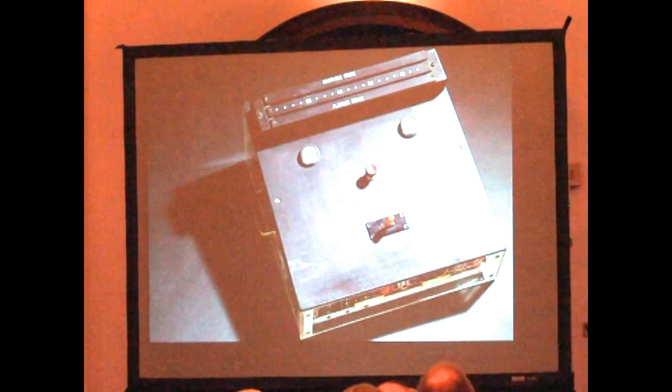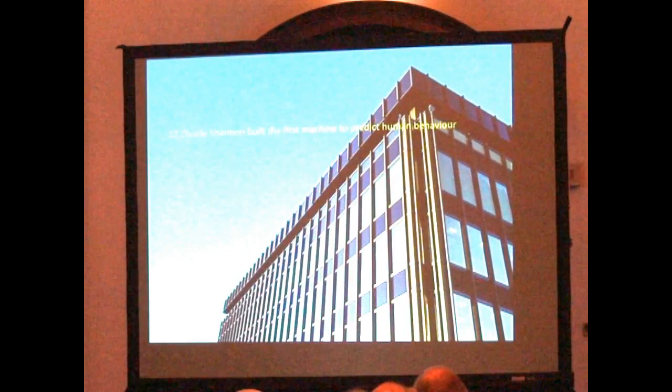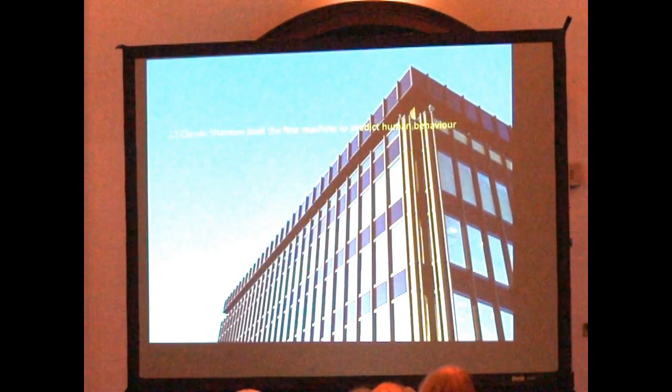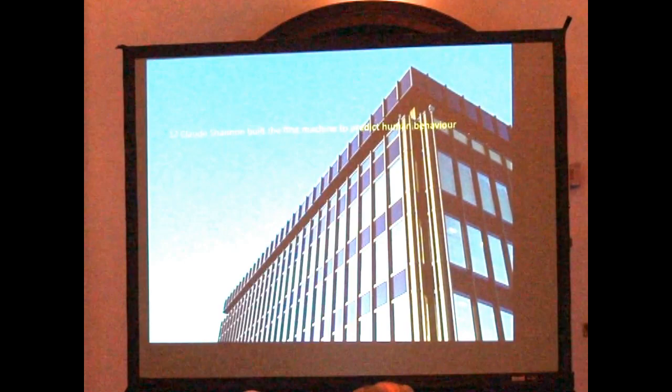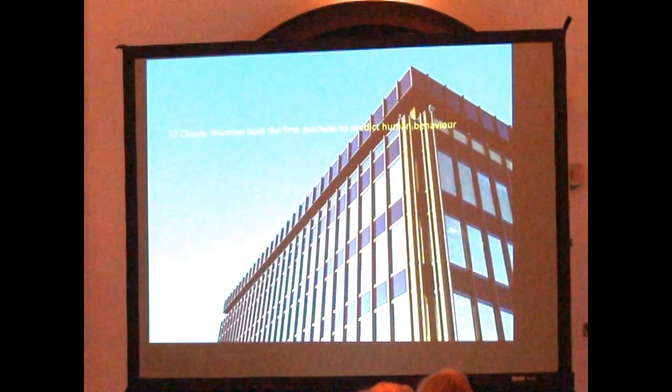I would put it in this way. Claude Shannon built the first machine to predict human behavior. This is rather interesting because this is exactly what's going on right now. All the huge American IT companies, Amazon, Apple, Google, they try to estimate the way you think.